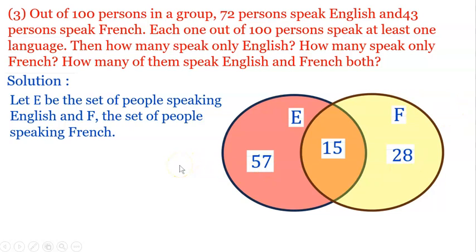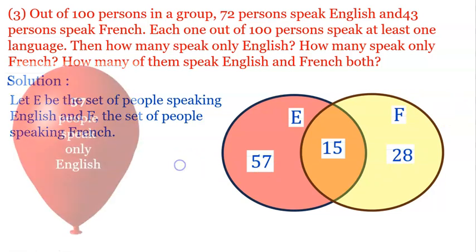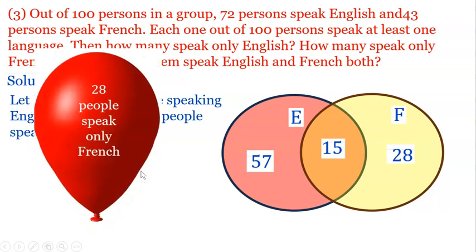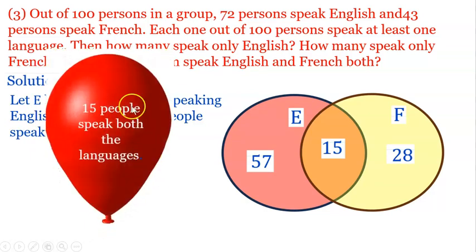Okay. I will solve the example. 57 people speak only English. Next, 28 persons speak only French, and 15 people speak both the languages, that is English and French.